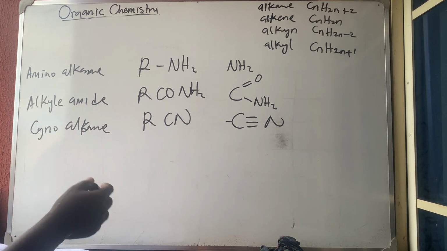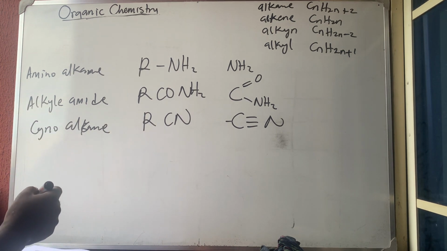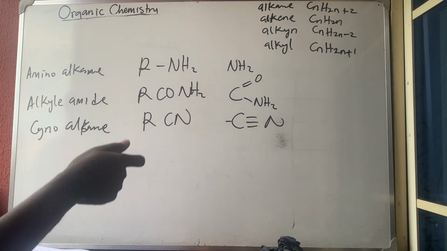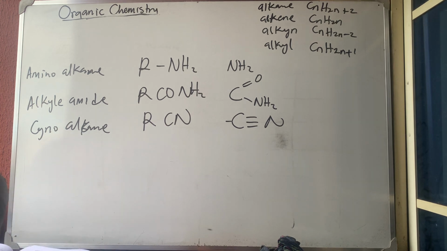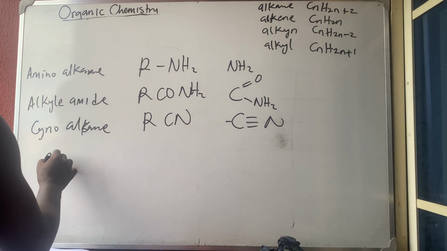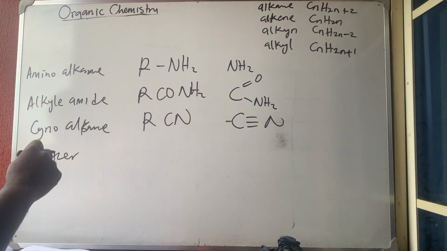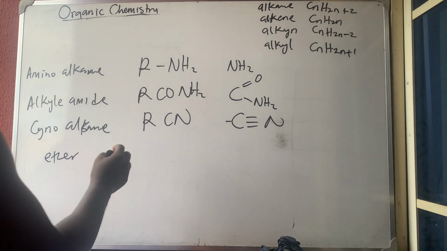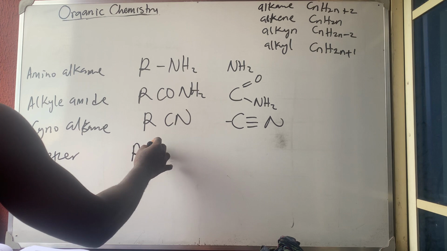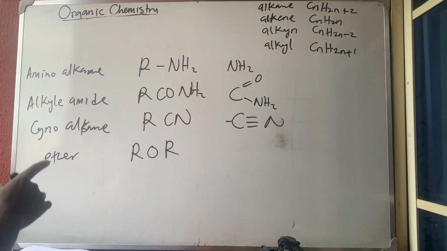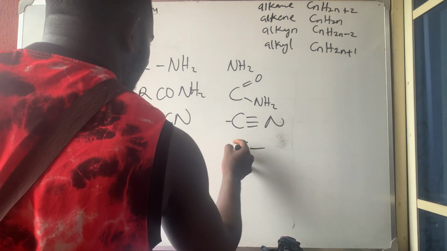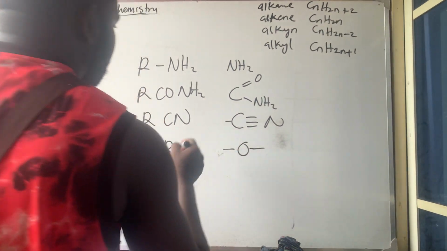So the next one is the ether and the ester. Know the difference between the ether and the ester. The ester are called the alkanoate, while the ether are called the alkoxyl alkane. The ether are called the what? The alkoxyl alkane, and it's simply ROR. That is for the ether. Their functional group is O.